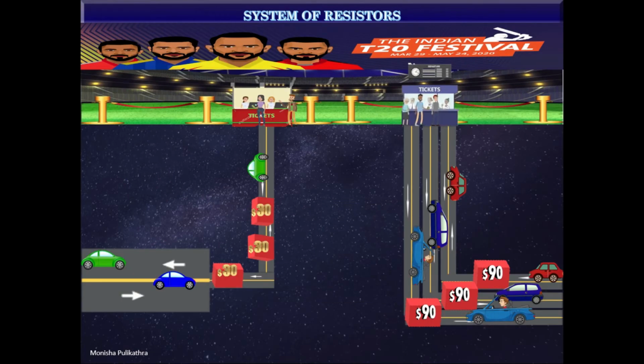Next, going to the system of resistors. You have to know what a system of resistors is. I have taken an example of an IPL match. There is an IPL match in town and the organizers were thinking of how to collect money for the event. The ticket costs $90 each. So in the venue, the organizers were thinking of collecting money from the people.